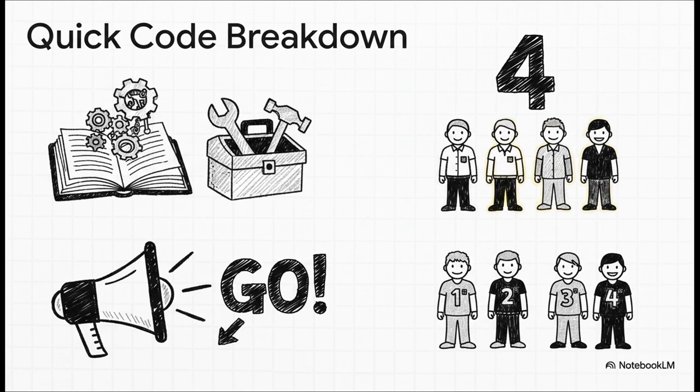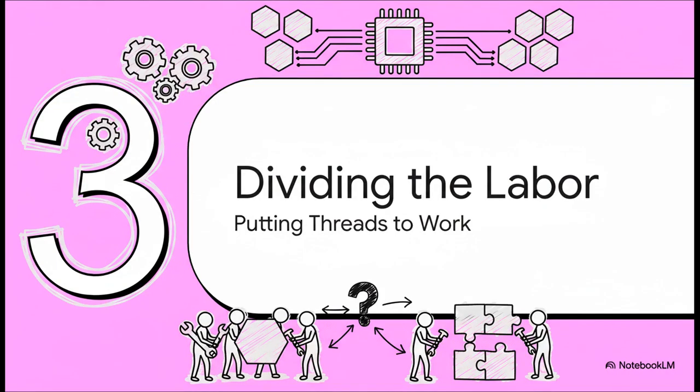And finally, you can give everyone a jersey number with a function like omp_get_thread_num, so each worker gets a unique ID and knows exactly which part of the job is theirs. Okay, so the team's assembled and ready to go.